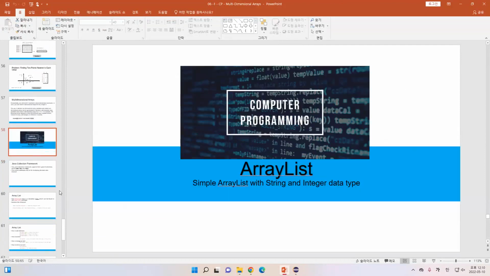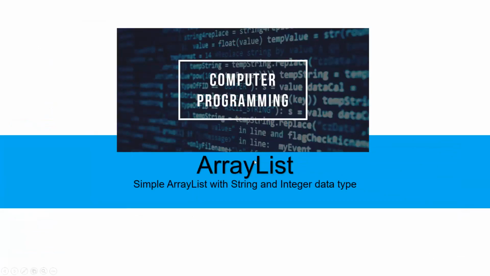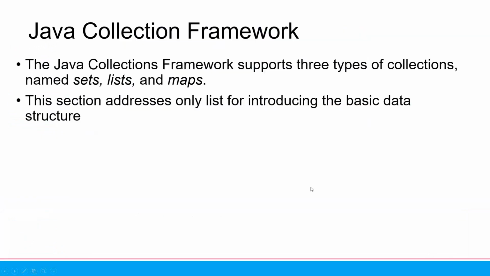Okay, the last part in this PowerPoint is about array list. What is the meaning by array list? A simple array list with string and integer data type. In Java, there is one collection framework, and in the collection framework, they have sets, lists, and maps. What are they?